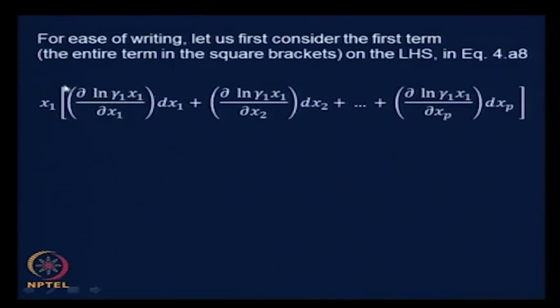This is whatever remains of that mu 1. Mu 1 was mu 1 hash plus RT ln gamma 1 x1. Mu 1 hash went because mu 1 hash is not a function of x1, and RT has been taken out as a common term in all these expressions and kind of cancelled with 0. Therefore, what remains is the partial of ln of gamma 1 x1 by dou x1 dx1, plus dou ln of gamma 1 x1 by dou x2 dx2, and so on till dou ln gamma 1 x1 by dou xp dxp.